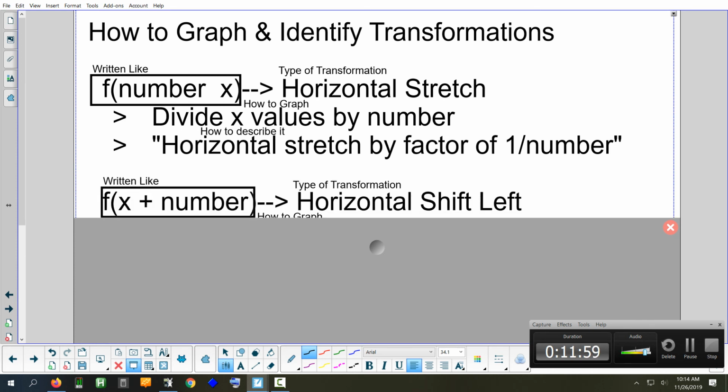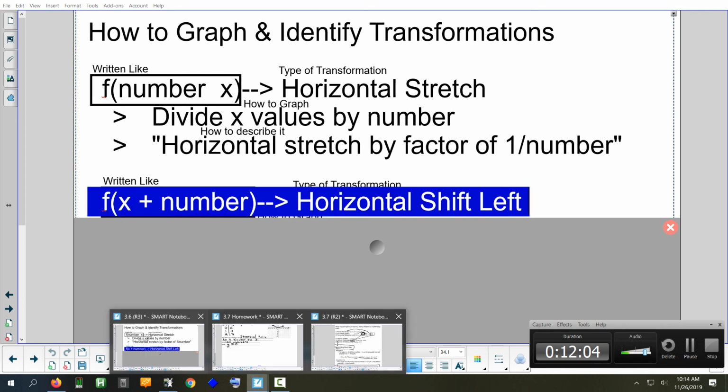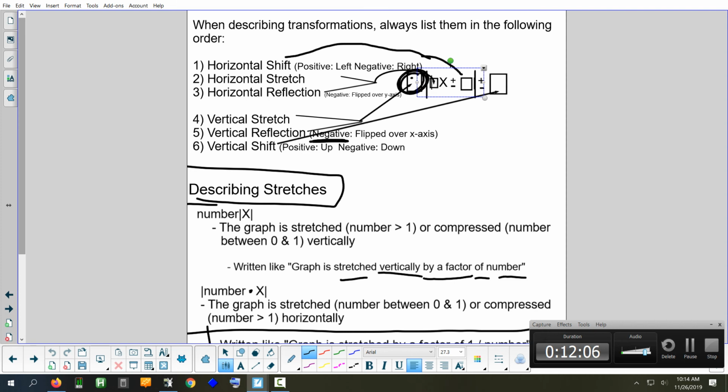Okay. Adding a number to the x. Go back to your chart. If you add a number right to the x, that's this box. What does this box do?